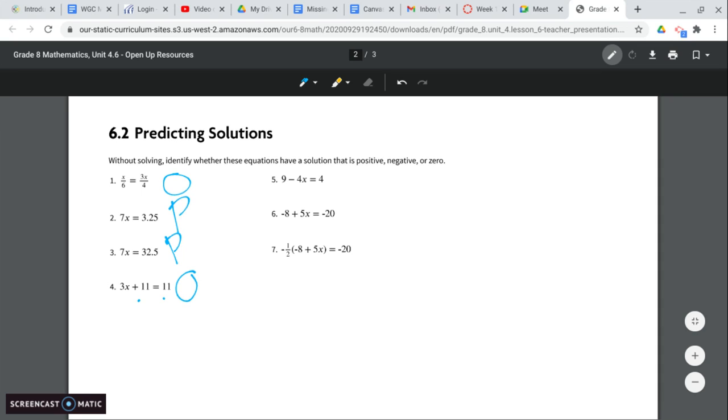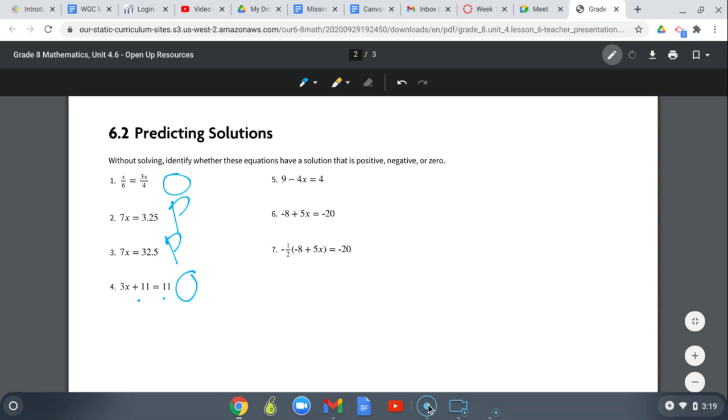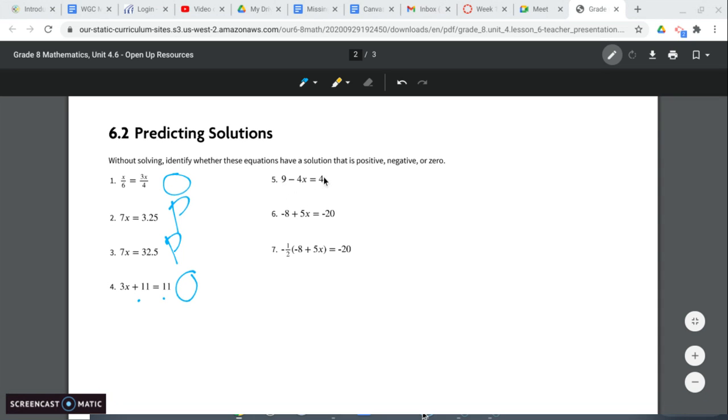All right, number 5, we have 9 minus 4x equals 4. What do we think? Is this going to be positive, negative, or 0? Got it? We'd subtract the 9. 4 minus 9 is going to give us a negative, and then we'd have negative equals a negative, so it'll cancel out, so we'll get a positive.